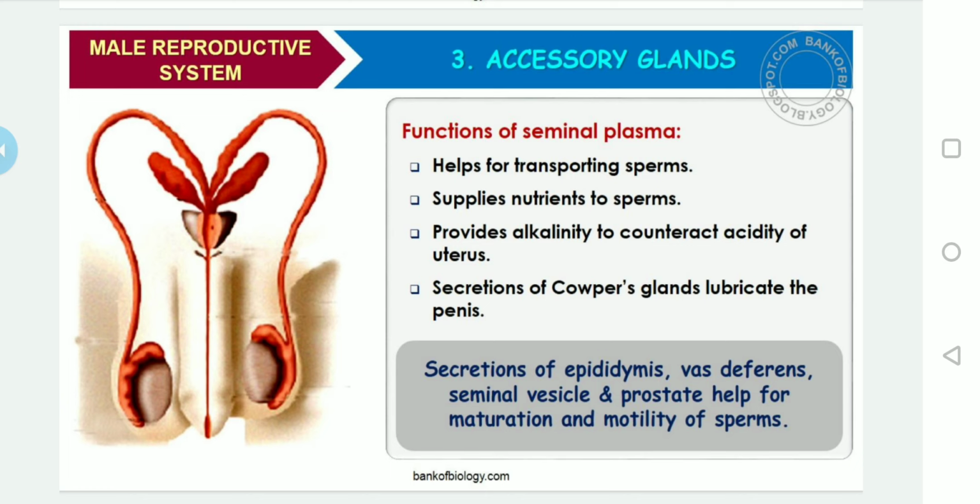Then the secretions of the bulbourethral glands lubricate the penis so that it avoids wear and tear during coitus. Then the secretions of the epididymis, vas deferens, seminal vesicles and prostate help in the maturation and motility of the sperms.